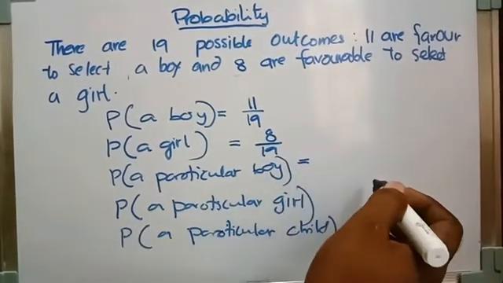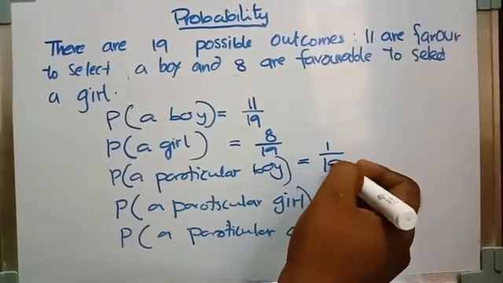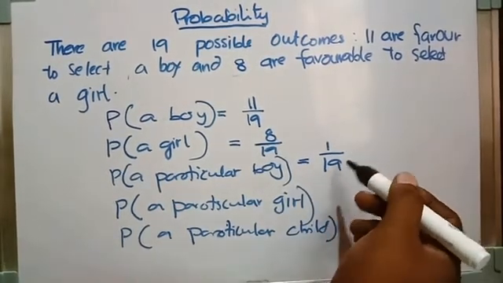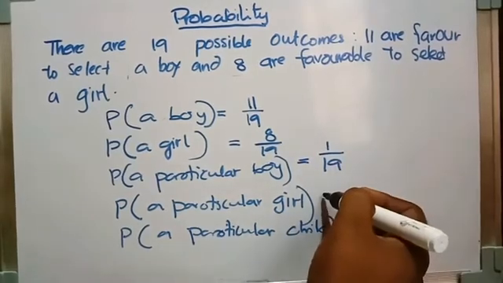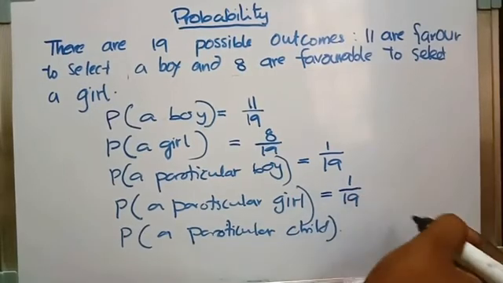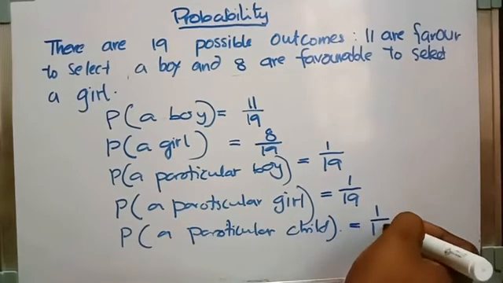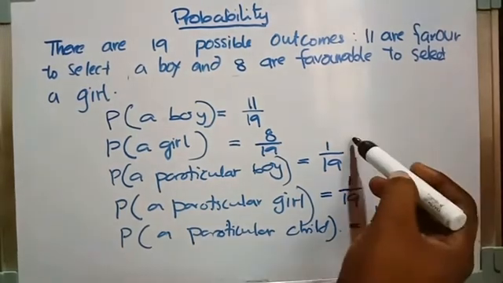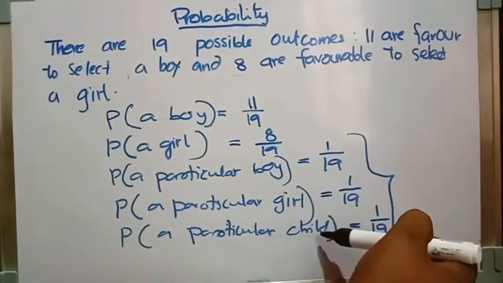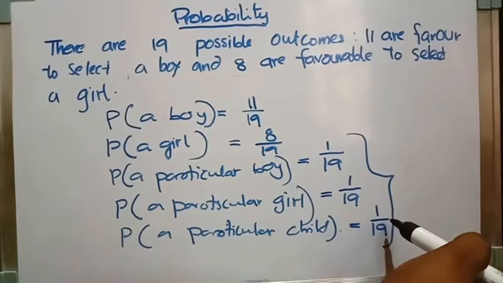But probability of selecting a particular boy is 1 among 19. A particular boy is one boy among 19 students. Similarly, a particular girl is also 1 among 19. And a particular child is also 1 among 19. So when you consider a particular boy or a particular girl or a particular child, we get the same probabilities.